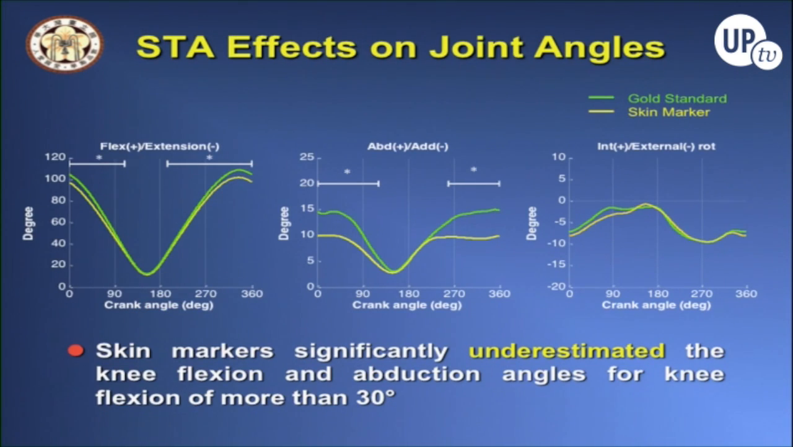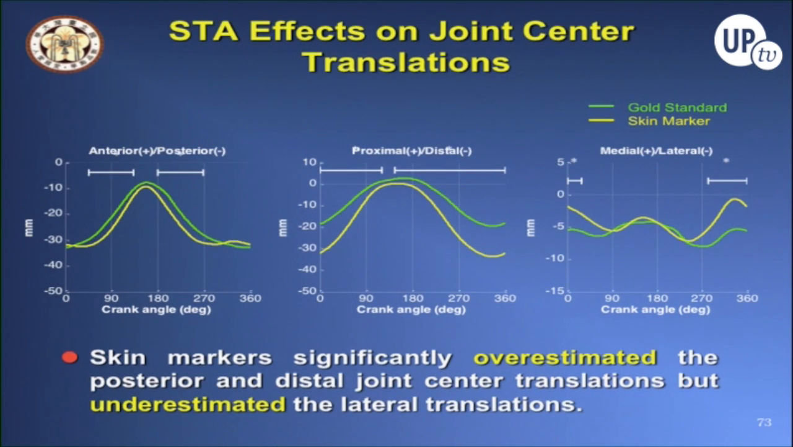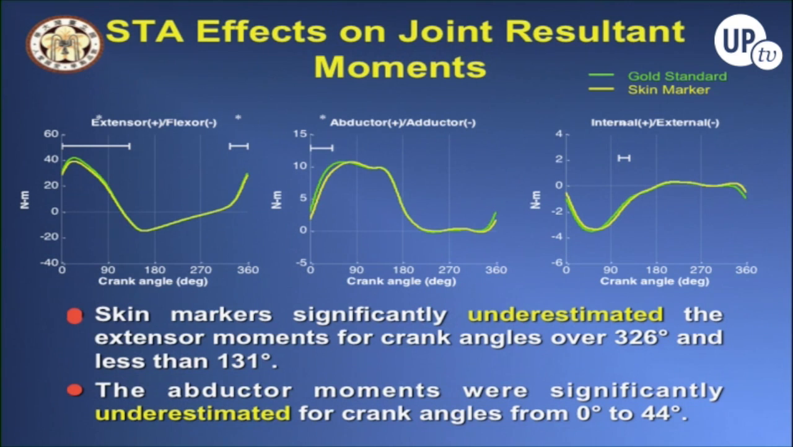And in brief, skin markers significantly underestimated the knee flexion and adduction angles for knee flexion of more than 30 degrees. Skin markers also overestimated the posterior and distal joint center translations, but underestimated the lateral translations. Skin markers significantly underestimated the extensor moments for crank angles over 326 degrees and less than 131 degrees. Or if you're interested in these numbers, I can give you after the talk. I've got 33 seconds. The abductor moments were significantly underestimated for crank angles.